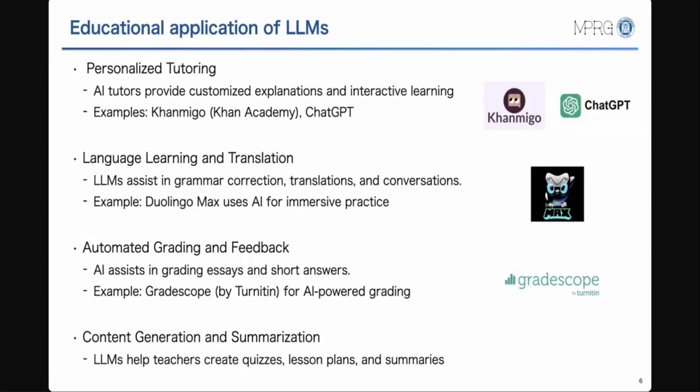AI personalized tutoring. An AI-powered tutor provides customized explanations and an interactive learning experience to each student. For example, Khanmigo via Khan Academy and ChatGPT can help students by explaining complex topics in an easy-to-understand way. LLMs also support language learning, assisting with grammar corrections, translation, and conversational practice. Another key application is automated grading and feedback. LLMs also assist teachers in creating quizzes, lesson plans, and summaries, making it easier to prepare educational material efficiently.